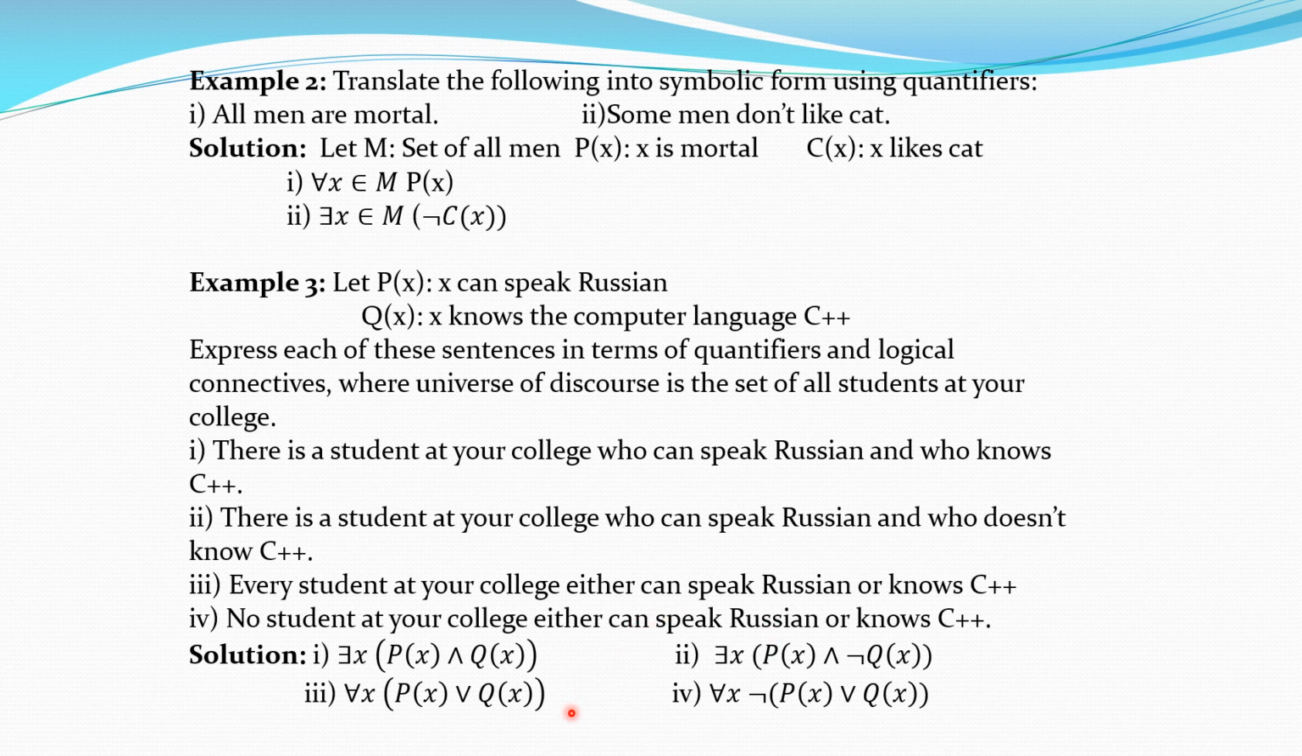So the symbolic form is for all x negation (Px or Qx), which is same as for all x negation Px and negation Qx. So no student at your college either can speak Russian or knows C++.